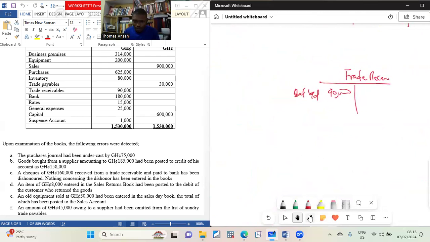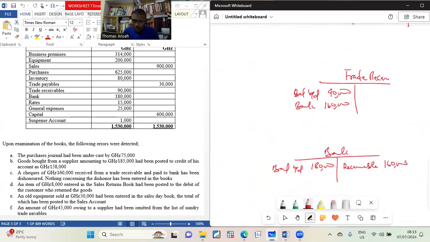So bank is here 160. Then if I open my bank, it has a debit of 180, and I'm supposed to credit it with the receivables, right? And it is 160. So the bank will be remaining only 20,000. Have you seen that? 20,000.